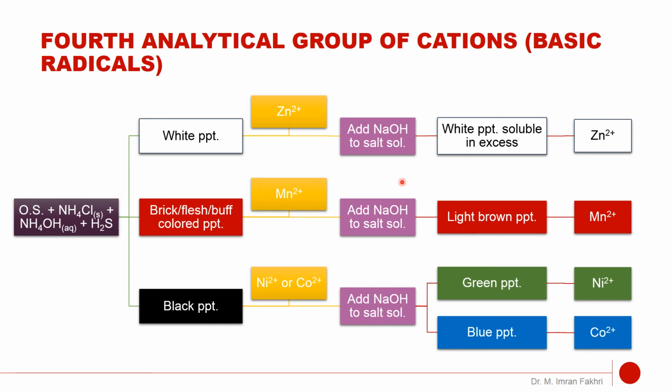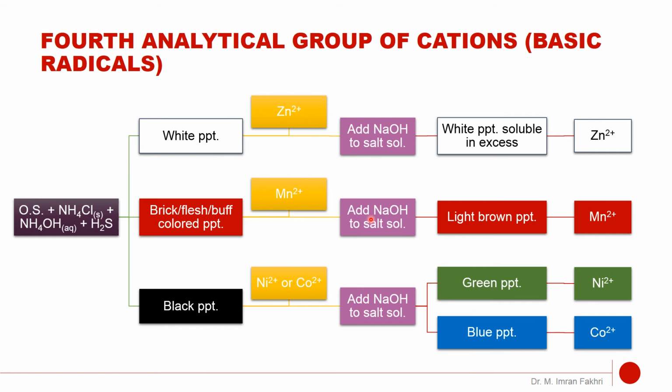So there are two stages in group 4. First, the original group reagents were added. If white precipitate was there, zinc 2+ ion was present in the given salt. If buff colored precipitate is obtained, then we may have Mn2+ ion present in the given salt. If black precipitate is obtained after the addition of group reagent, we may have nickel 2+ ion and cobalt 2+ ion.